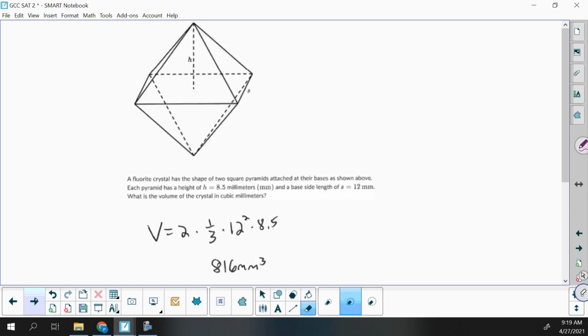So this is kind of a crazy looking picture, but it's really just 2 of the same pyramid with their bottoms stacked together. So your volume of a pyramid formula from your formula sheet is 1/3 the area of the base squared times the height. So 1/3, our base is a square, so 12 times 12, or 12 squared, times the height of 8.5. That's one pyramid. Then you got to multiply it by 2 because there's 2 of them. And then you get 816 millimeters cubed.